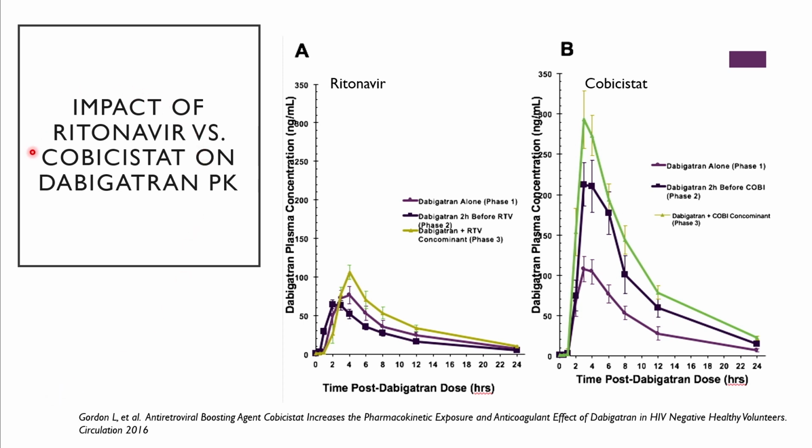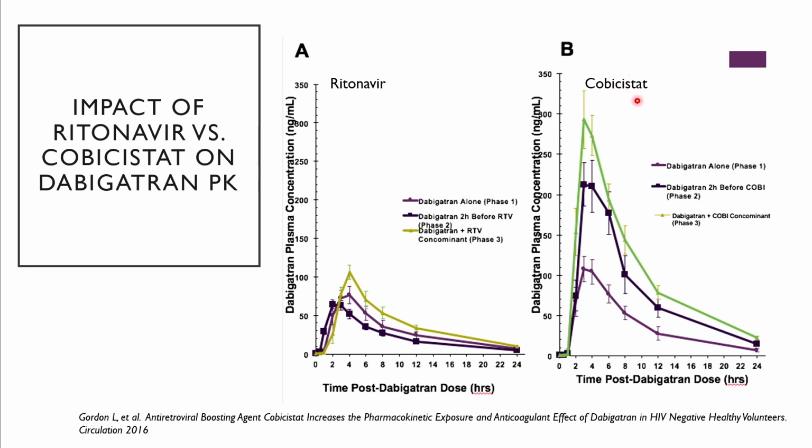I should note here that the study actually looks at this particular interaction in healthy volunteers, but this is a comparison between the impact of ritonavir, which is also a PK booster, but this is an older PK booster that has fallen out of favor, namely because of side effects and because of the fact that cobicistat is now available and is better tolerated. So this particular study actually looks at both ritonavir and cobicistat. As you can see here, panel A focuses on ritonavir and panel B, or arm B, is on cobicistat.